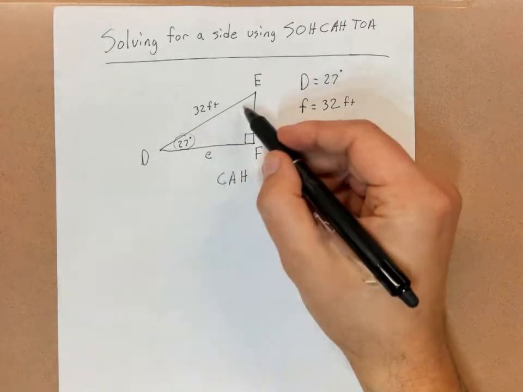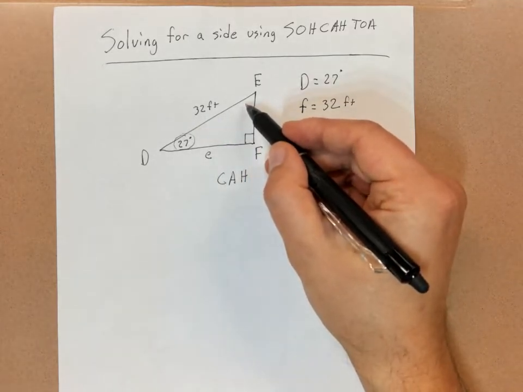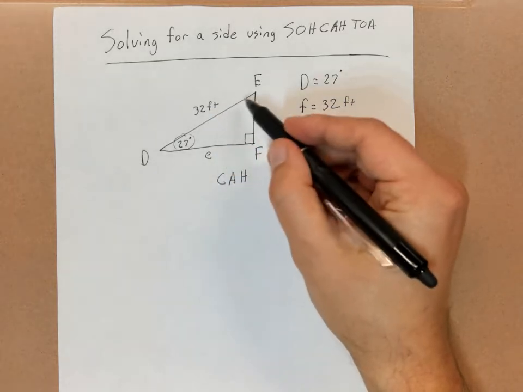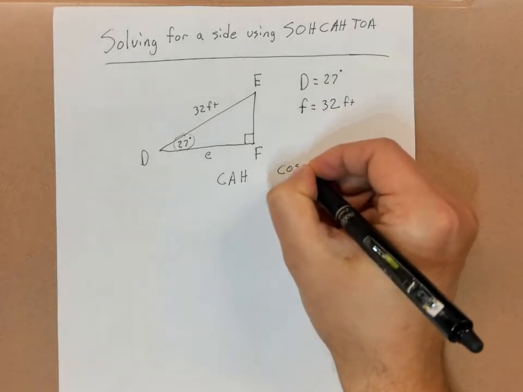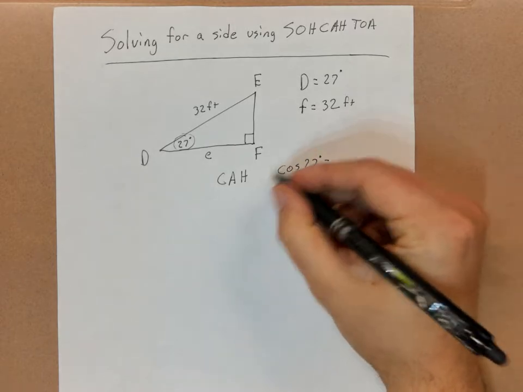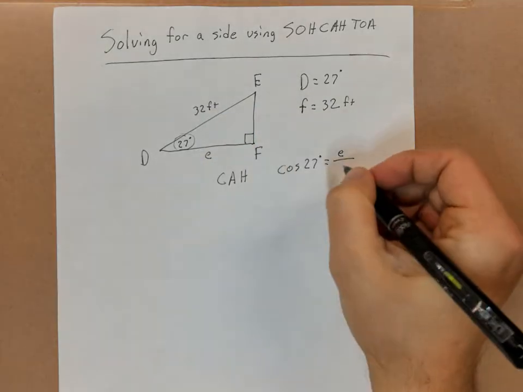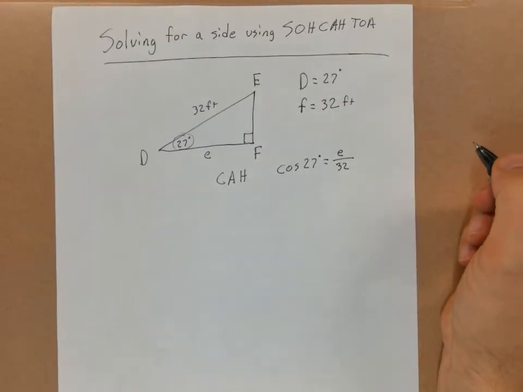Just be aware, because if you're using the other angle, you're not going to use cosine, because then if you're using this angle up here, e would be opposite. 32 would still be hypotenuse, so if you're going to use this angle, you'd use sine. So I'm going to write this out as the cosine of 27 degrees is going to be equal to my adjacent, which is E, divided by my hypotenuse, which is 32. And now I just need to solve for E.